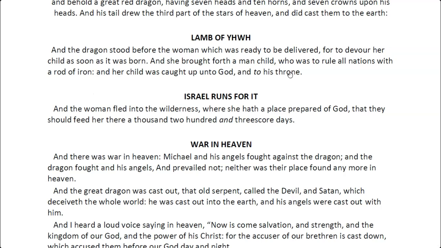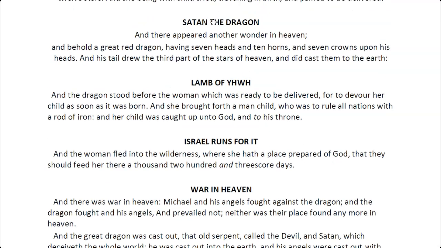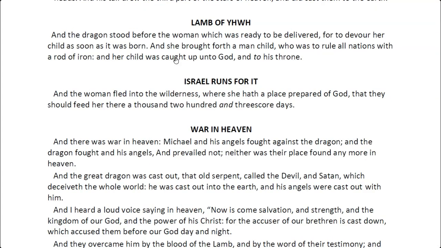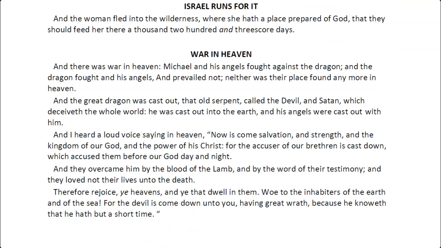Okay, so he's caught up to his throne, and Israel runs for it, right? And the woman fled into the wilderness, where she has a place prepared of God, that they should feed her there 1,260 days. Okay, so here's our characters. Up here, Israel, dragon, and here's our little summary. And we're going to prove this in a second. Okay, so now let's move forward to the war in heaven.